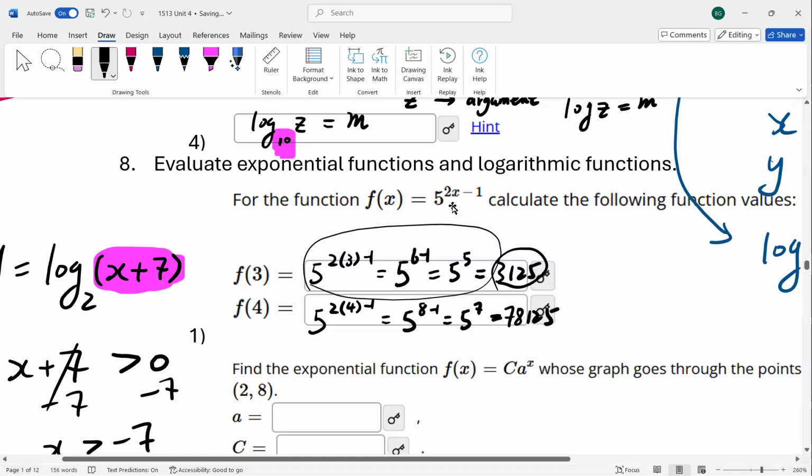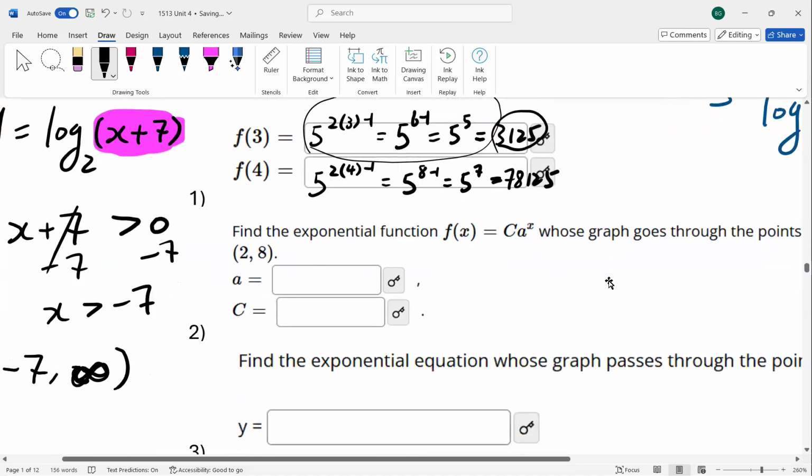This is an exponential growth function, it is increasing. The reason is the base is bigger than 1, so it's increasing. So when x is getting bigger, the value of the output is getting bigger. As you can see, even just 1 unit bigger, the y value has gone up so much, right? It has gone up 25 times bigger. This is exponential growth.